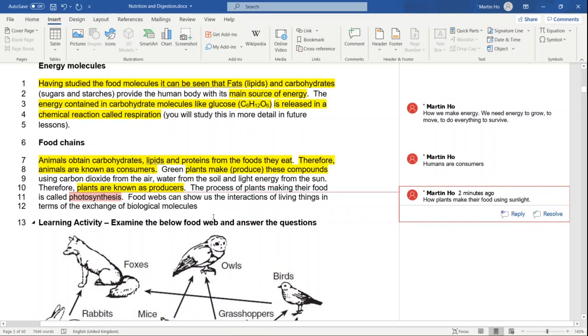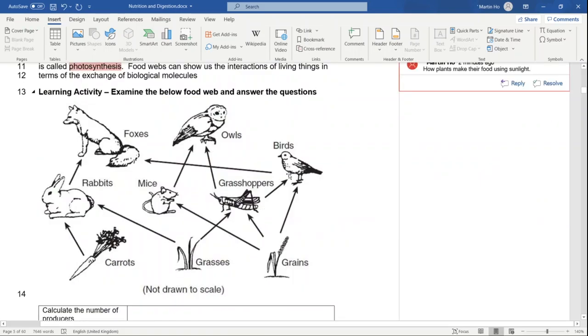Food webs show us the interactions of living things in terms of the exchange of biological molecules. So if we quickly look at this example of a food web, we can see at the bottom of the food chain we have things like carrots, grasses, and grains. These are all plants and are considered our producers. Producers are the most important part of a food web. Without producers, there would be no consumers because there would be nothing with which to pass on the nutrition.